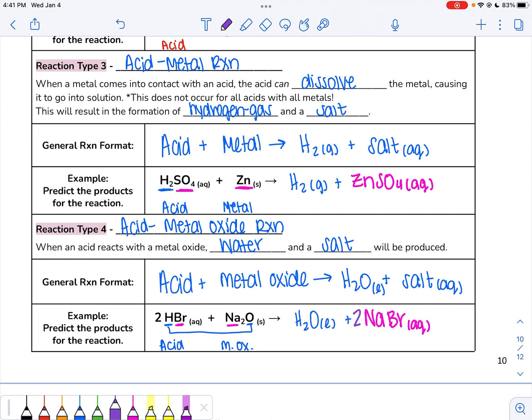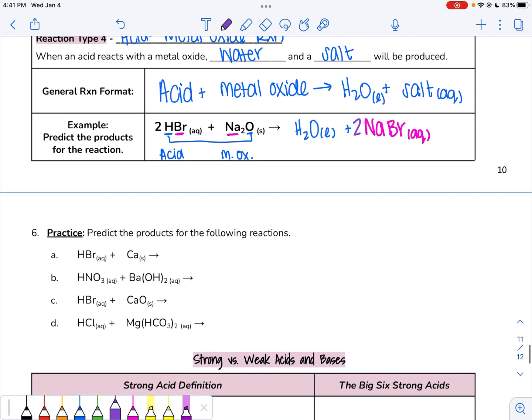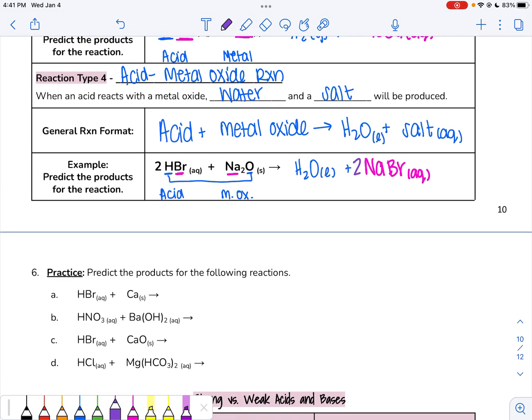Our reaction's not balanced yet. No, we must do it ourselves. So how can I balance it? Well, if I put a 2 right there, that takes care of the whole thing. Easy enough. So these are our 4 types of reactions of acids and bases that we're going to look at.